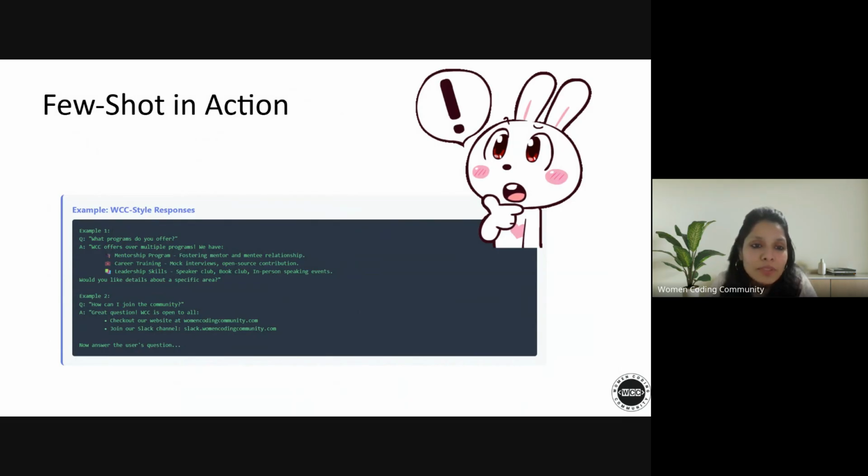So here is an example where few-shot was implemented. As I mentioned, you give a prompt to WCC in a few-shot example. So, what programs do you offer? It doesn't talk about anything specific. It's a very generic question again, but we are giving a response in the prompt itself.